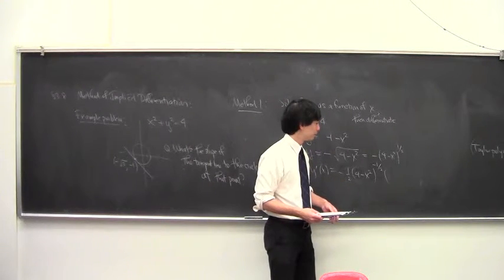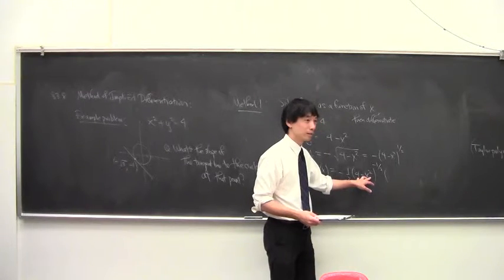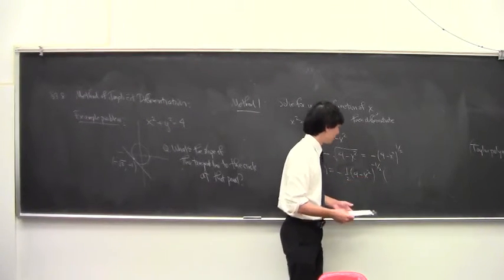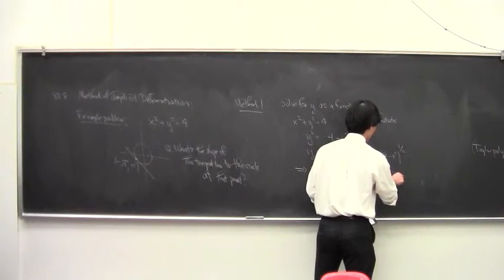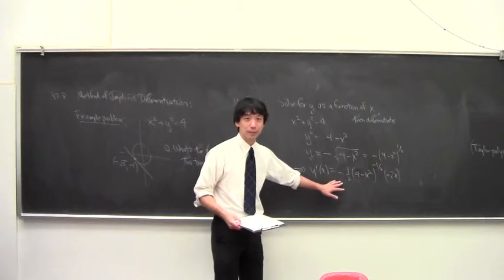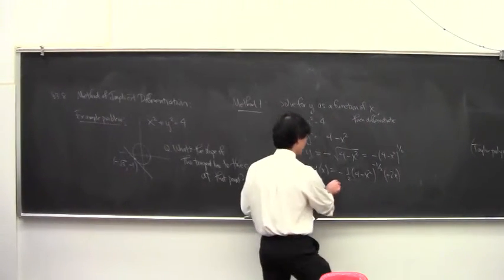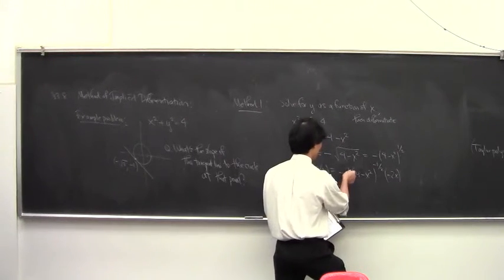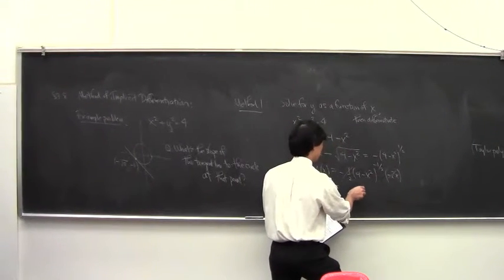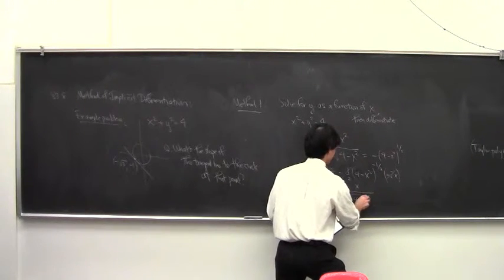0 minus x. Minus 2x, excuse me, because you've got a minus x squared. So you get minus 2x. Okay, good, so that's it. I guess you can simplify this a little bit. The minus 1/2 and the minus 2 cancel off, and you end up with x over the square root of 4 minus x squared.